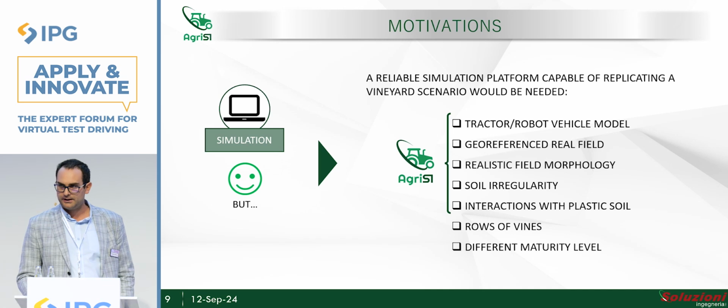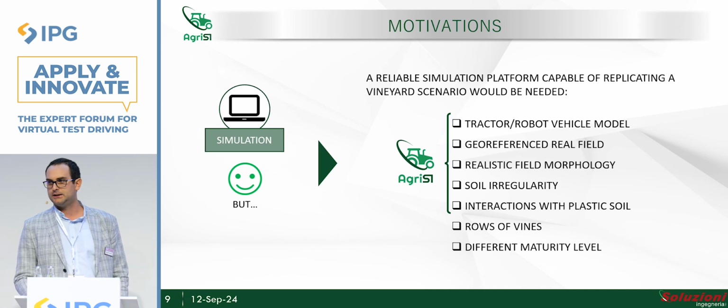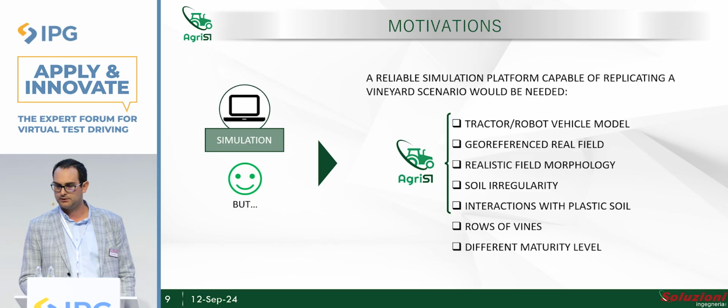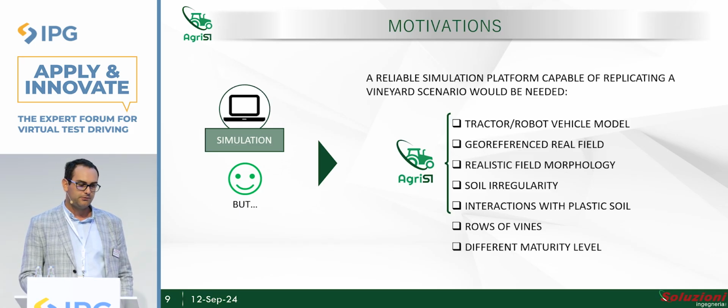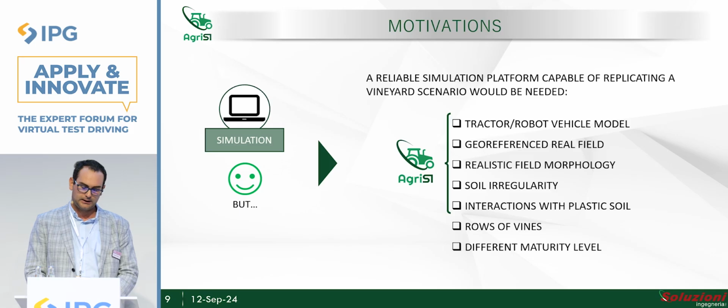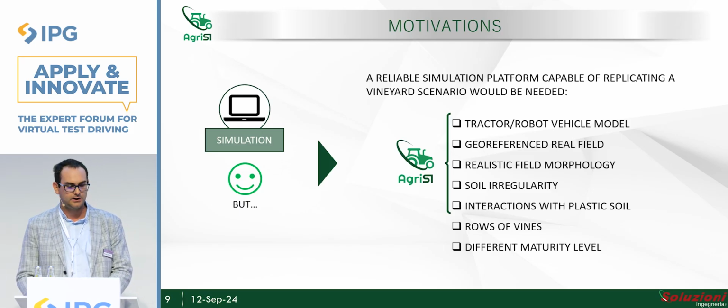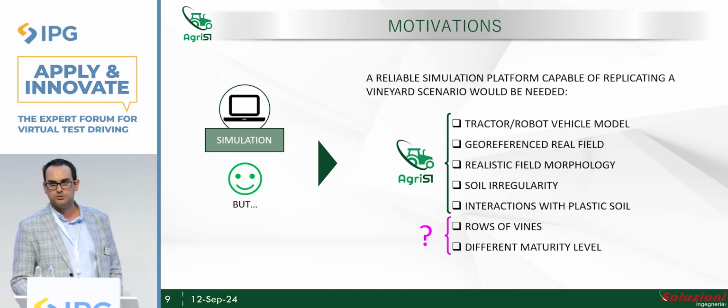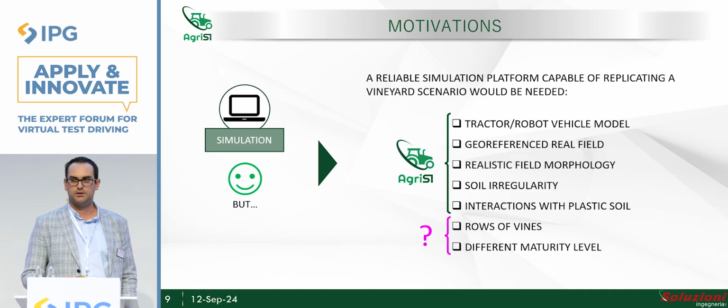The first 5 points are already included in an existing solution called Agrisy, a product from SI. It's a simulation platform to simulate the vehicle dynamics of agricultural vehicles and precision farming systems, and it works in collaboration with car makers and truck makers. The last 2 points instead are new, and we need to develop them.